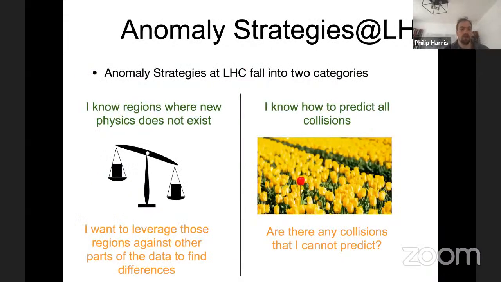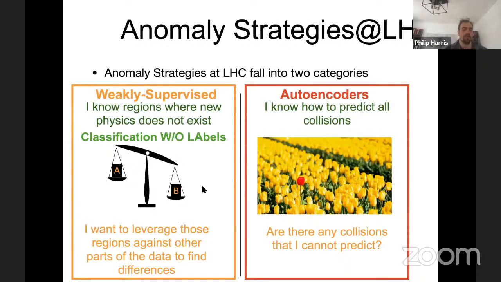Now, typically the way people have looked for anomalous signals in the data is through two strategies. First, a strategy that's been developed partly here at MIT called classification without labels. It's work that Jesse and his group have done. The strategy is to play one region of the data against another region, right? Region A will be similar to region B, where region B might have a hidden signal. So you can train a neural network to identify the differences, and if there's a hidden signal, this difference should pop out.